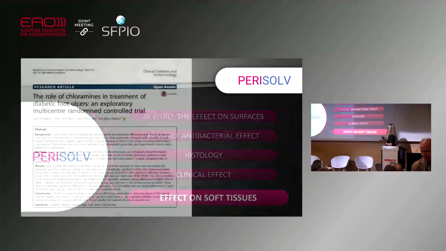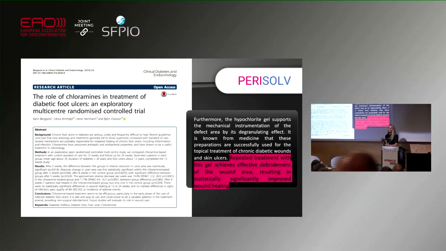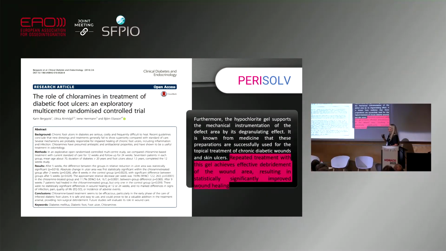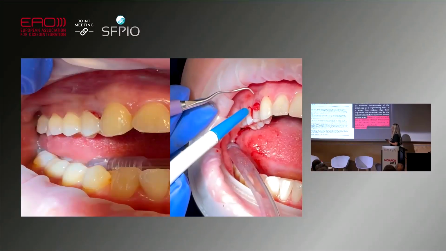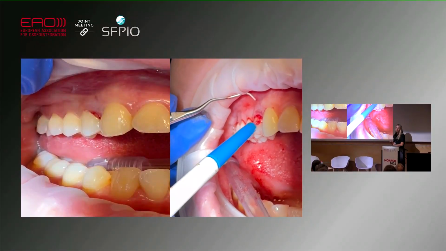And here is an interesting study which is totally non-dentally related. Here the chloramines were used for the treatment of diabetic ulcers, and it was observed that the repeated treatment of the ulcers with chloramines resulted in significantly improved wound healing. So this is an important observation. How do we translate it clinically?